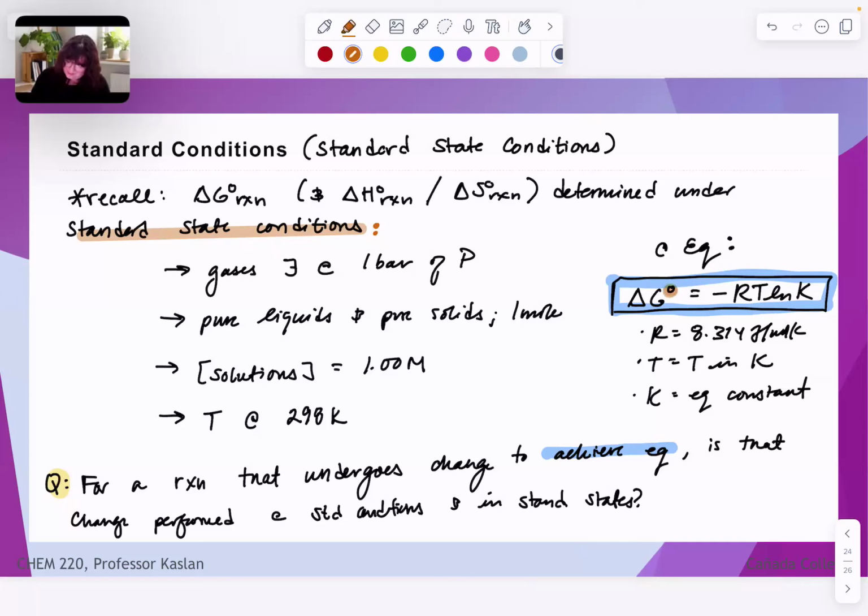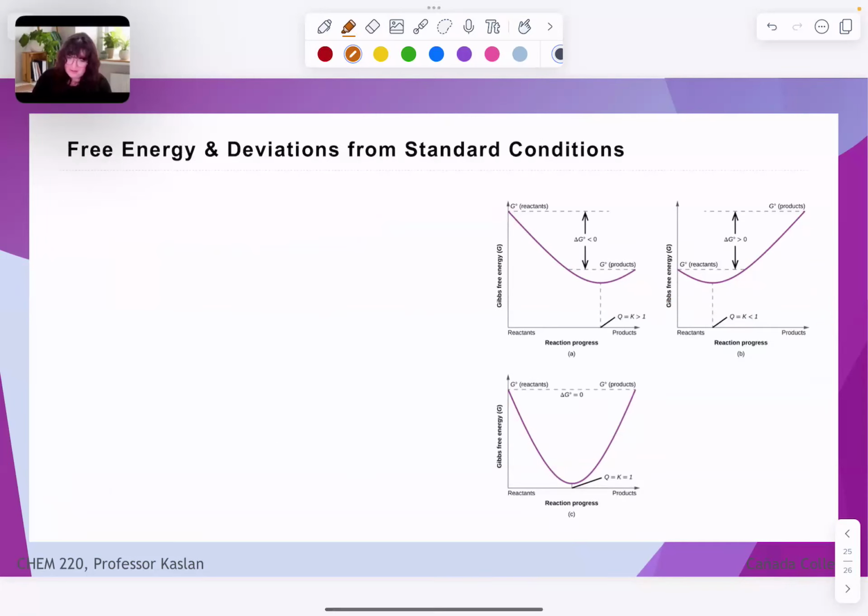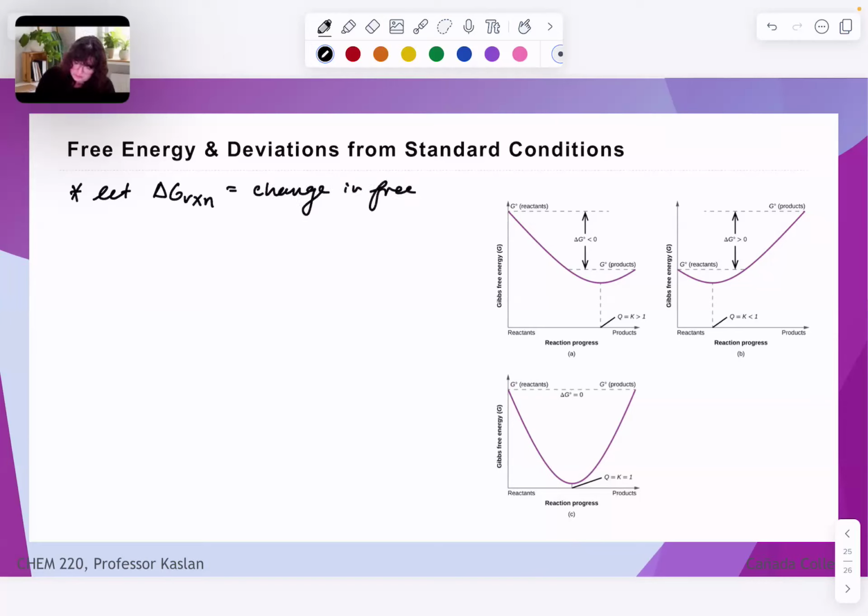So there's got to be a way for us to account for the reality of these reactions that we perform energetically, right? They are not at standard conditions or in their standard states. So let's talk about how we might create a little adjustment to how we calculate delta G. So let's go ahead and let delta G reaction be the change in free energy of a reaction that is not at its standard state conditions.